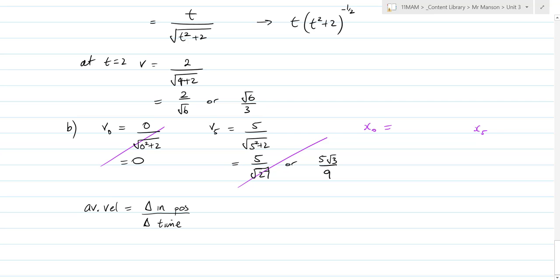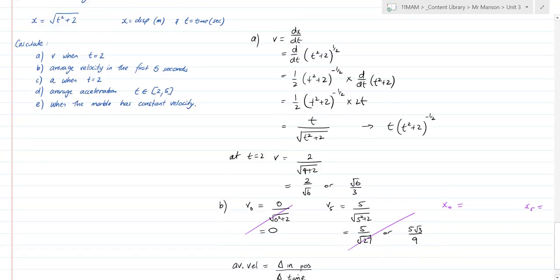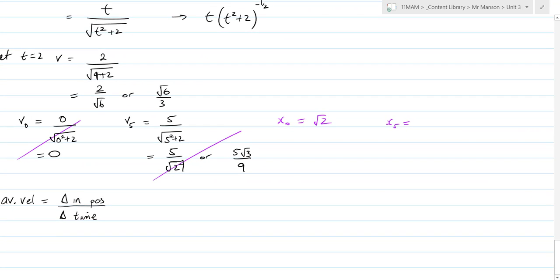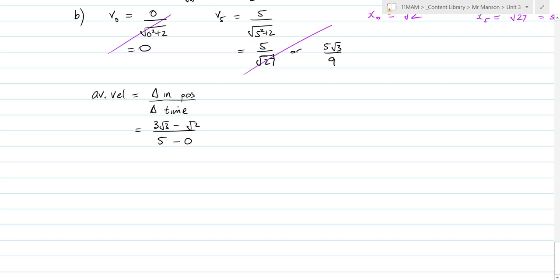And so my change in position over change in time is 3 root 3 minus root 2 over 5 minus 0. And there's not a great deal I can do with that. 3 root 3 minus root 2 over 5 meters per second. There we go. So don't forget, average velocity is actually displacement over time, so you've got to find your displacement at those times.